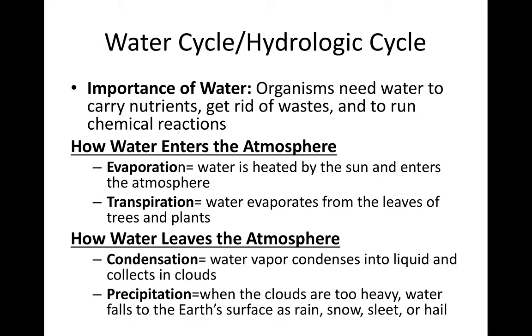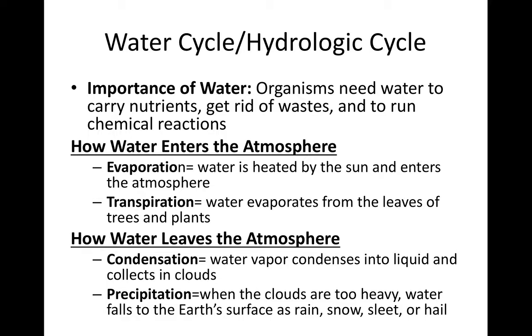The first cycle is the water cycle. It's also known as the hydrologic cycle. This is one that you're probably very familiar with. You've probably talked about this since elementary school. But first, we're going to discuss the importance of water. Organisms need water to carry nutrients, to get rid of waste, and to run their chemical reactions. Cells are made up mostly of water, as are you. So it's a very, very important chemical.